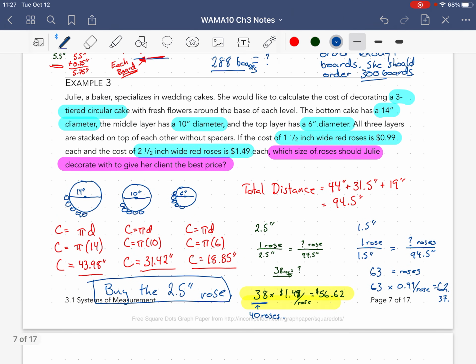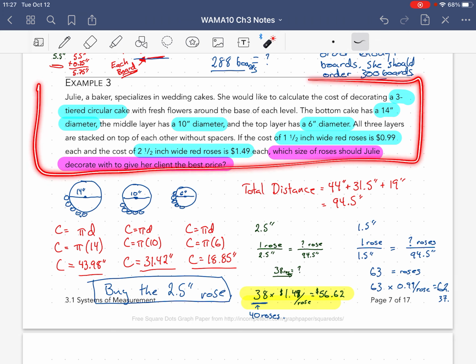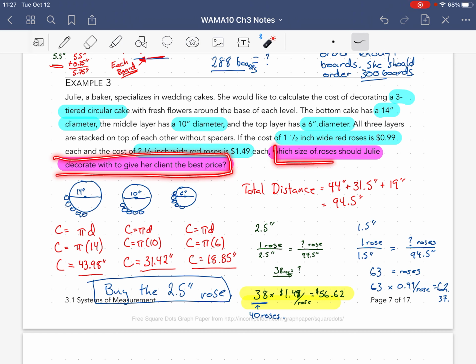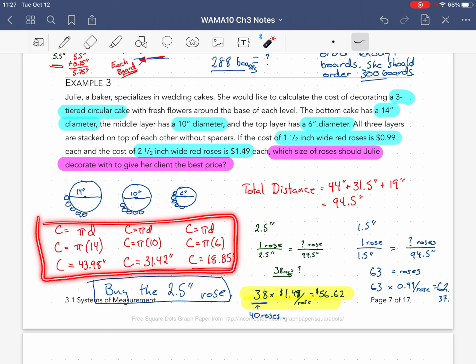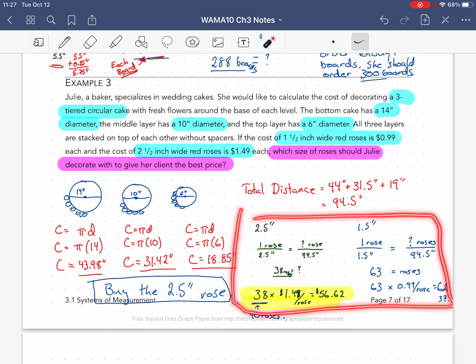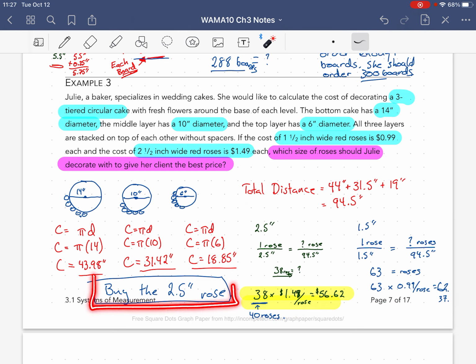All right, so that's it for example 3. Again, the process is the same. Read the question. Identify the information in the question. Identify what question you're trying to ask. Draw pictures. Do your formula work properly. Conversion work should be shown nicely. Answer the question in the end. Every problem needs to be done in that manner.